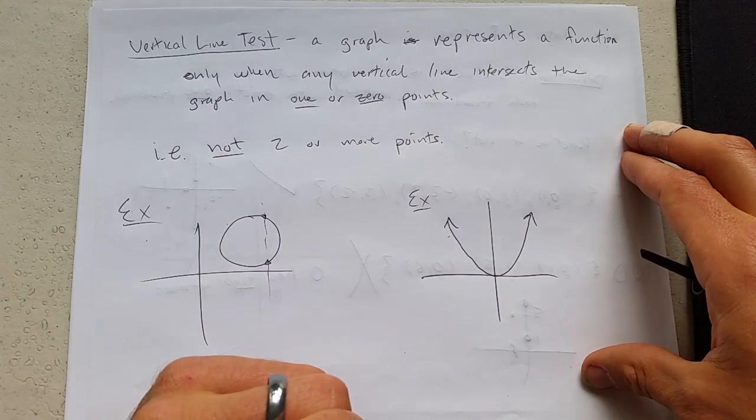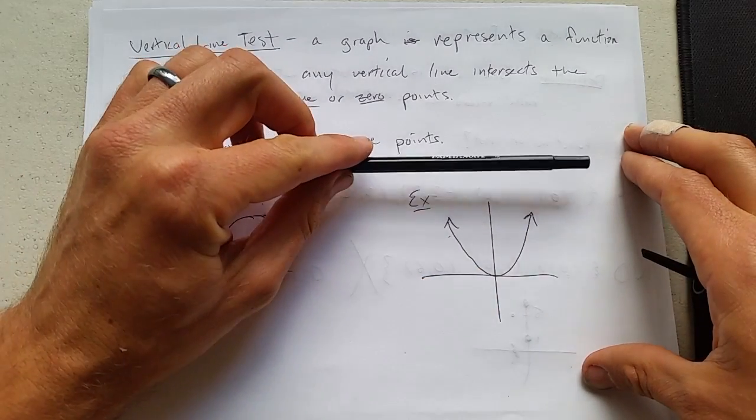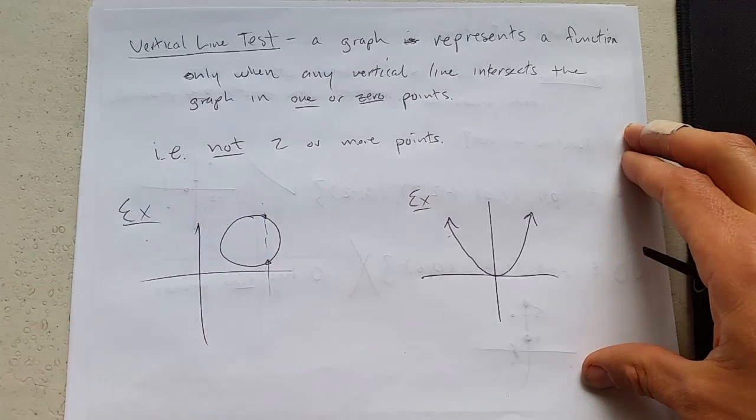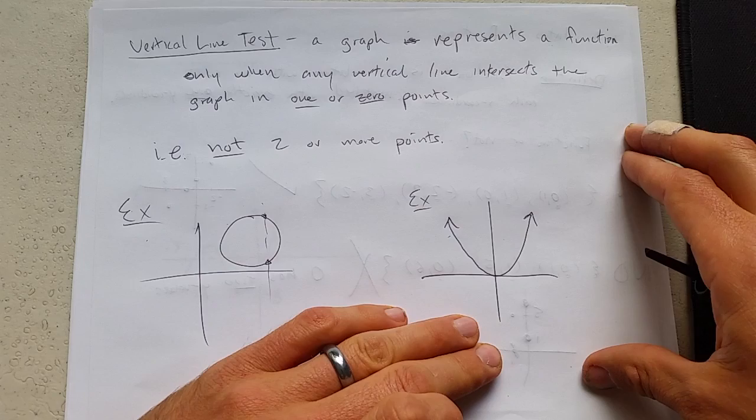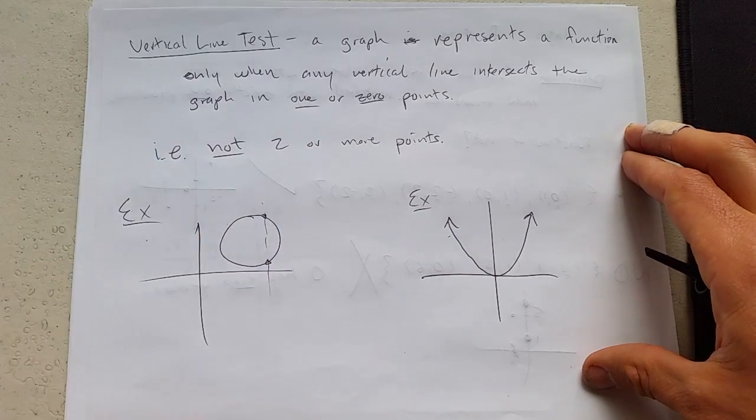Now later on, this will come into play with the horizontal line test, but that is for something very different than determining if a graph is a function. So all we have is our vertical line test.